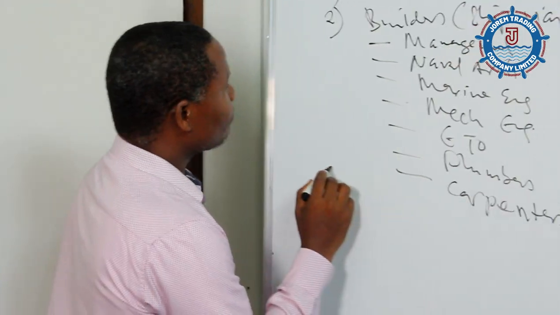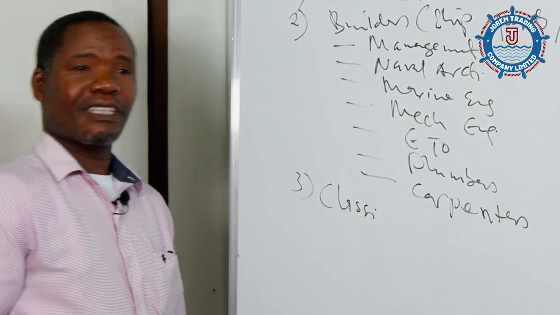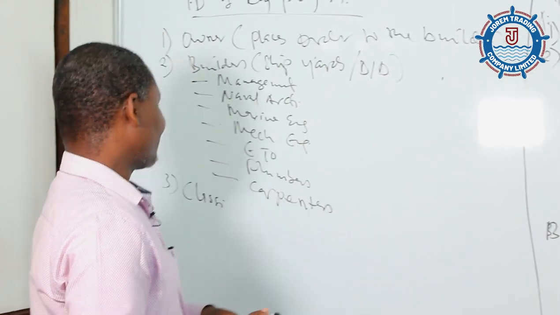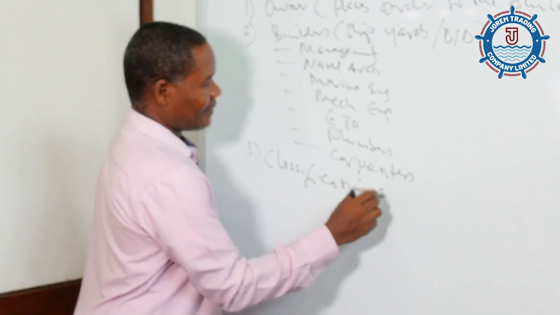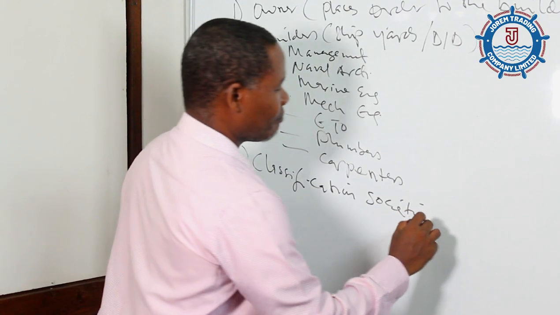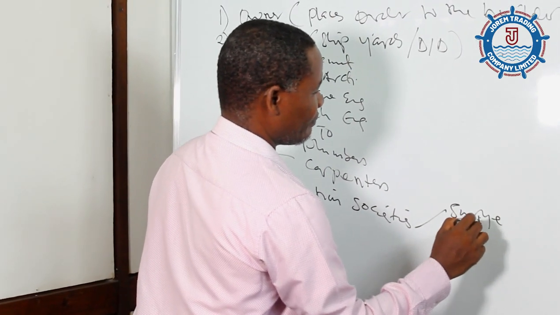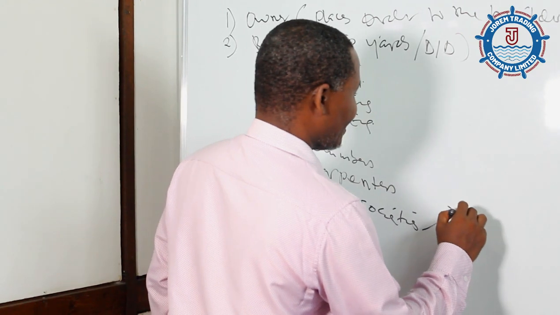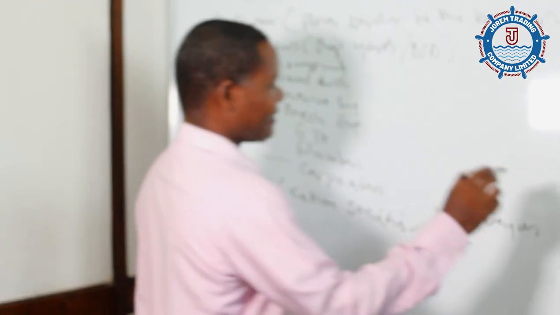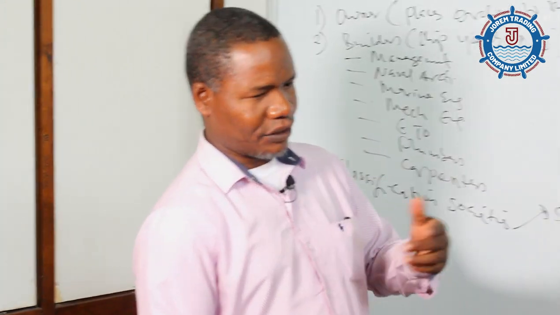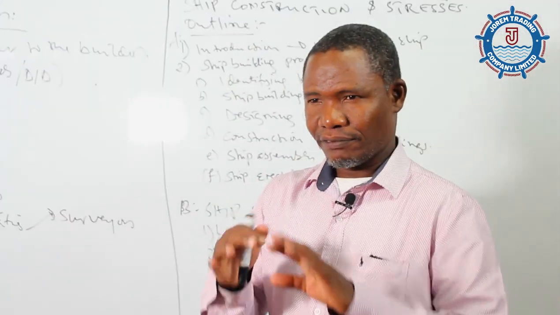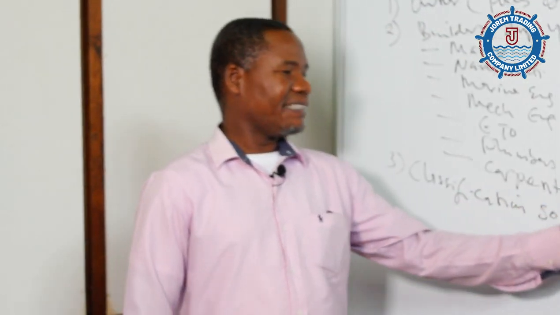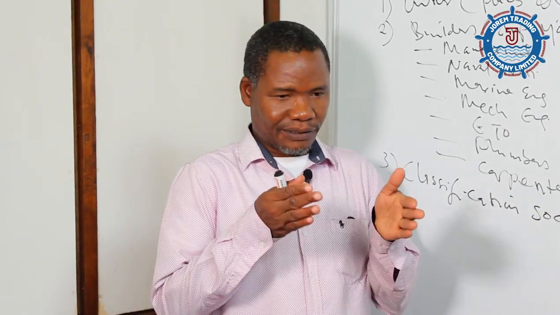Then after the builder, we come to the classification society, because when you're constructing a ship, all the parts have to be certified. That's why the classification societies always provide surveyors to survey the ship from keel laying to erection, to completion. They have class surveyors. And these classification societies, of course, are non-governmental organizations putting standards for the construction and maintenance of ships. That's why there has to be an annual class survey. Every year you have to be surveyed to see whether you are maintaining the class.